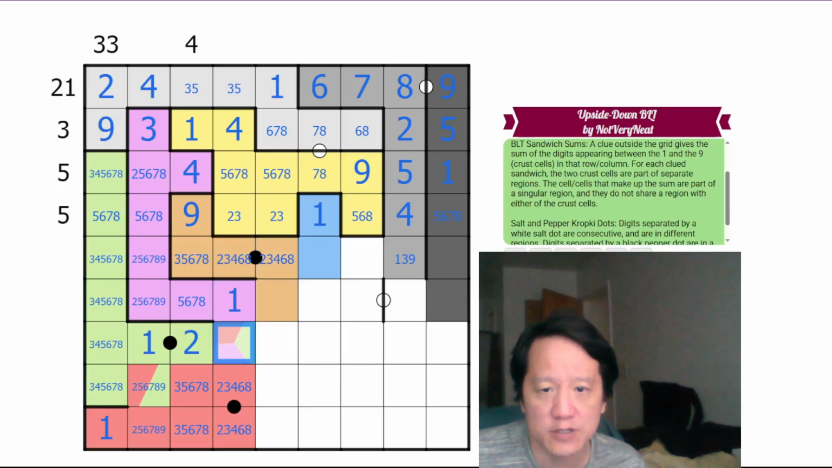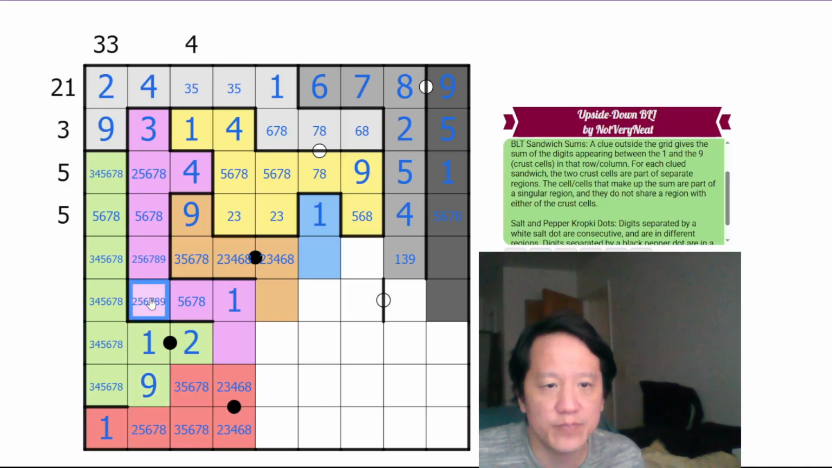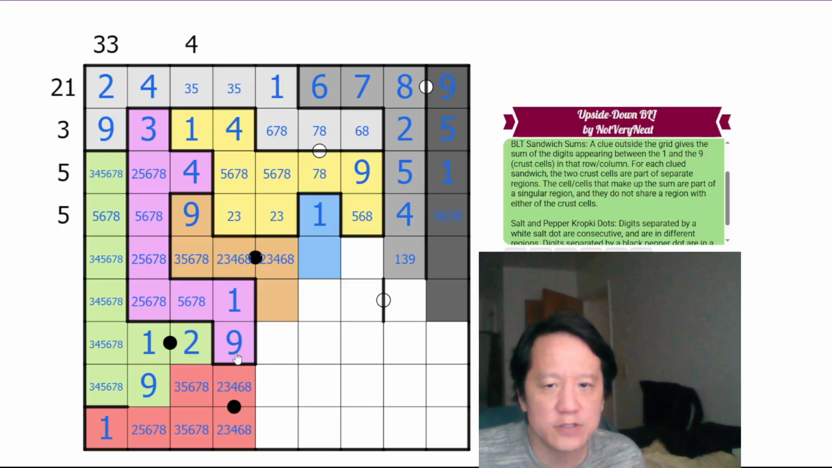Whereas pink, it has to go here. So that's pink, which means green has to go here. And that's a 9. That eliminates 9 in the rest of the column. Pink needs access to a 9, so this is 9. That means that's done as a region. So is green. Red has to go out somewhere. We don't know where.